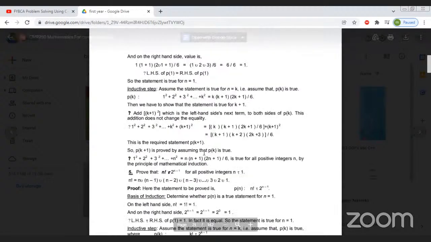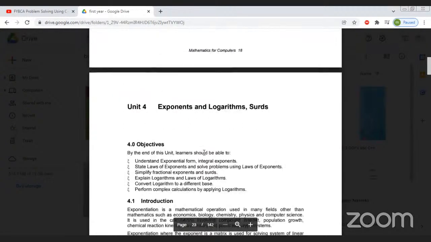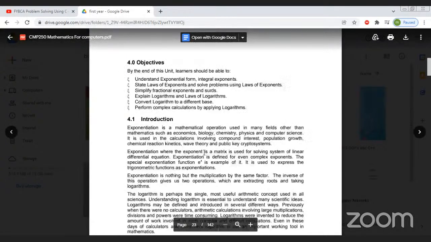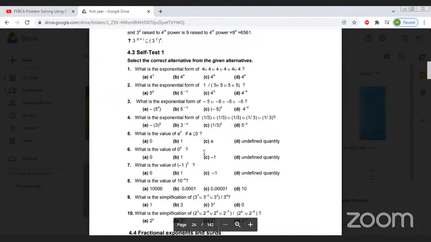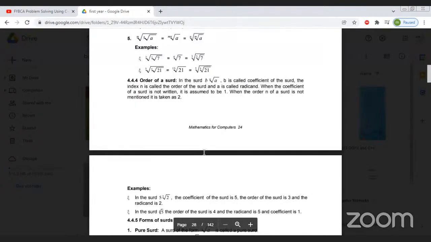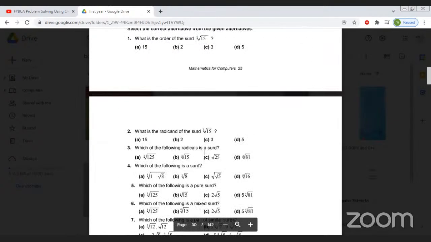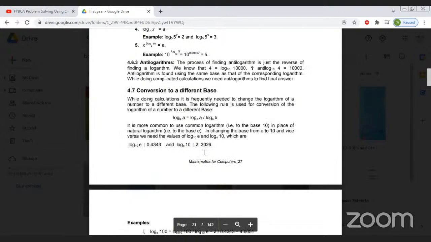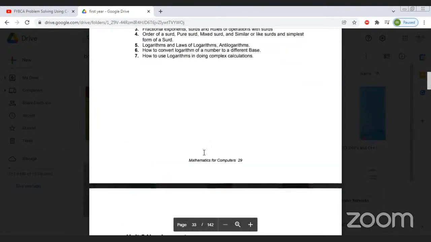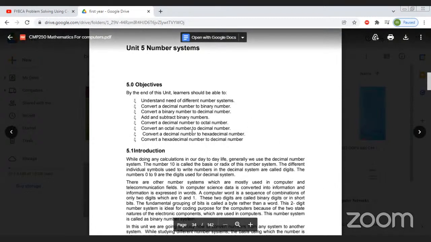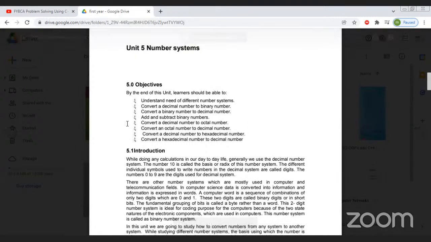So, in the last lecture, we have completed exponents, logarithms, and surds also, right? This part is also covered. And also conversion of log, we have done that also. So today we are going to start with number system.